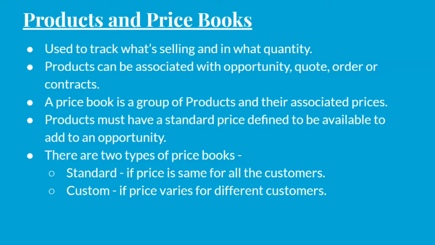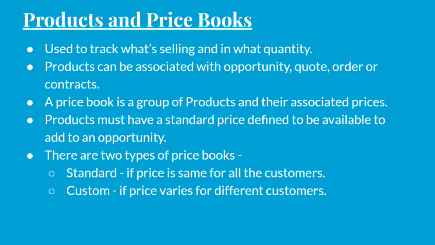Products can be associated with an opportunity, quote, order, or contract. As you have seen, if you are doing a deal or creating an opportunity, obviously you are selling a product. That's why you are creating an opportunity, right? So you can attach a product to the opportunity. If you are sending a quote to a customer, or if they are placing an order or signing a contract, all of these should have a product for which they are doing all these things, right? So the products can be associated with these objects.